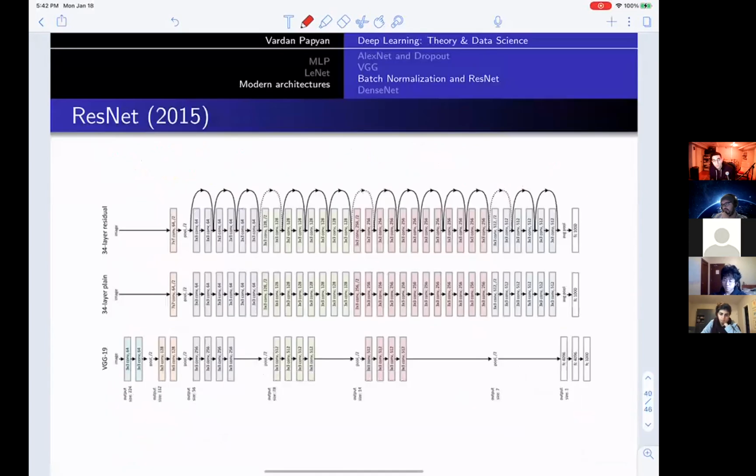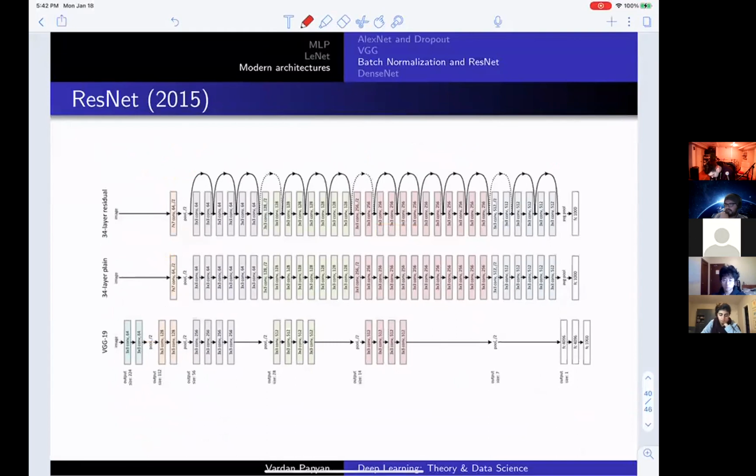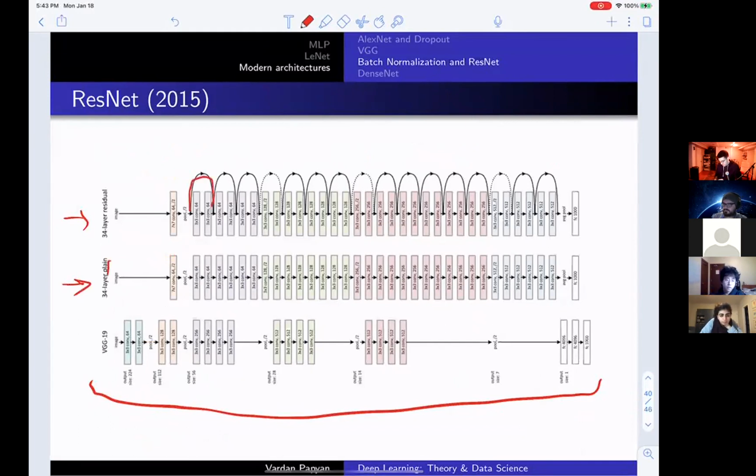Okay, so here you can see a depiction of VGG19 together with ResNet. So this is ResNet. And what you can see is that the main difference between the ResNet architecture and what they call a plain architecture is just the skip connections, right? So you just add these skip connections and that's it. That's the whole difference. And this dramatically improves the performance empirically.